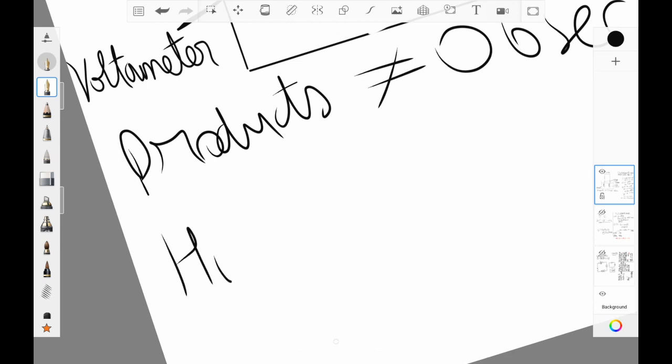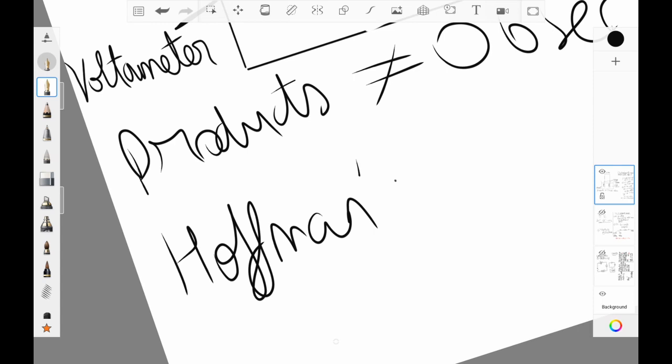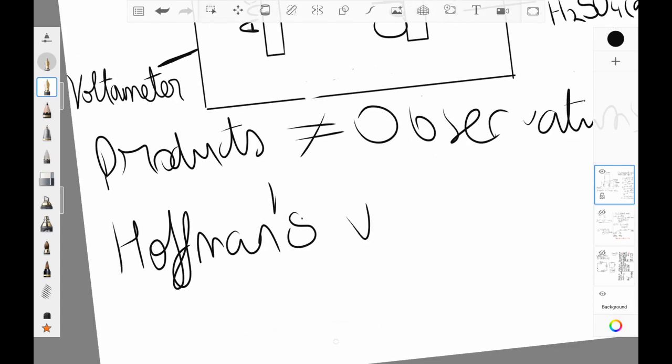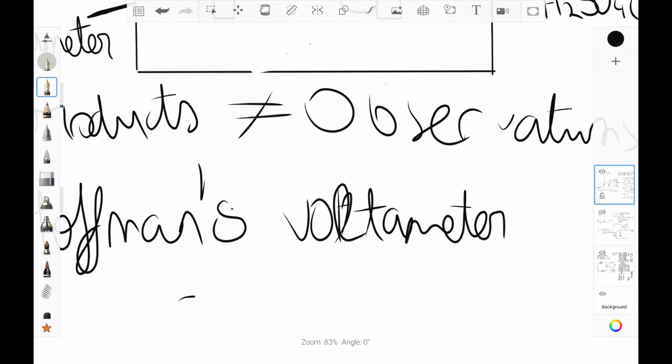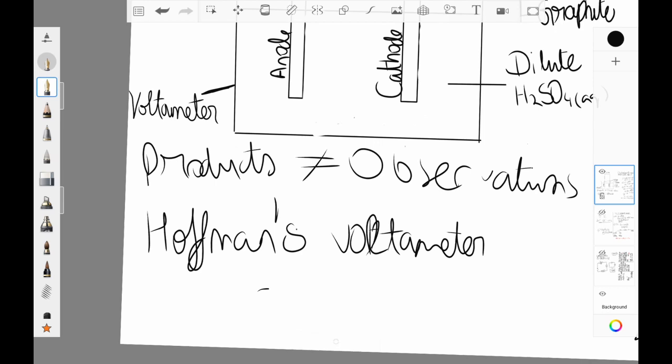The Hofmann's voltameter. Again, recall that the container here is called a voltameter. So the Hofmann's voltameter, it's still relating to electrolysis. The Hofmann's voltameter is just a voltameter that's shaped like an H.